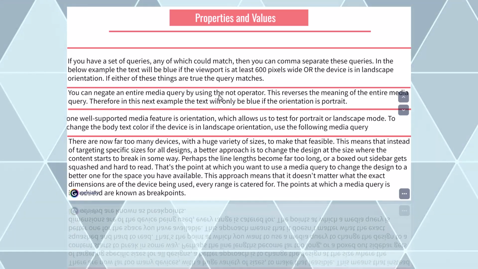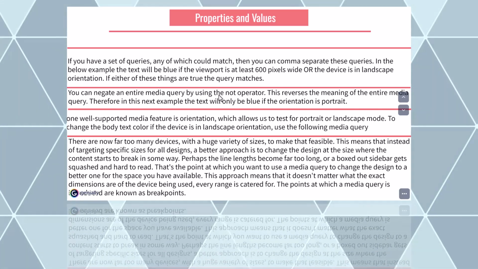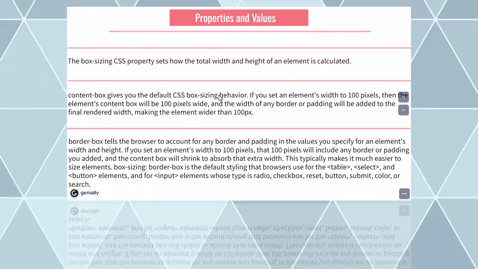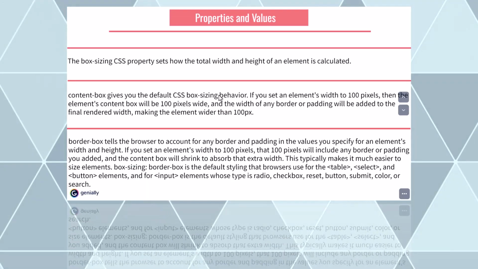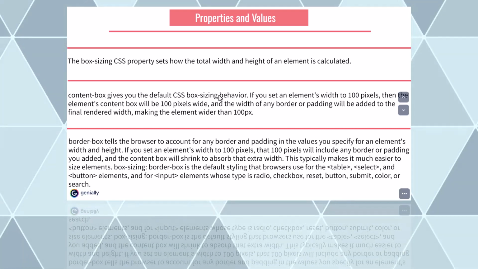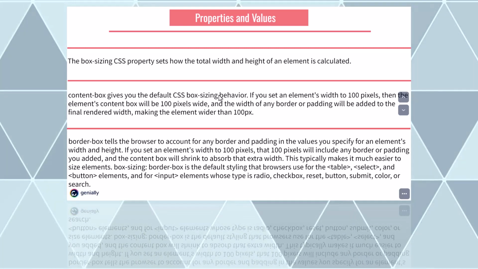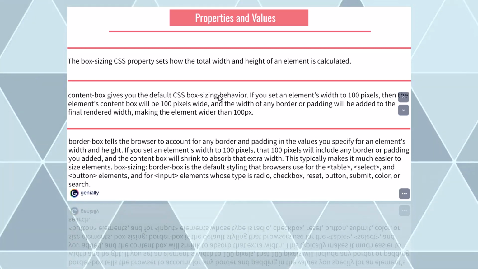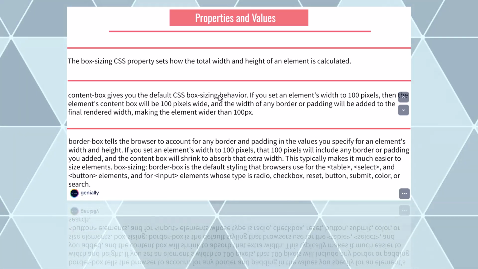Then we have the box sizing CSS property. The box sizing CSS property says how the total width and height of an element is calculated. Then we have these values of the box sizing property.